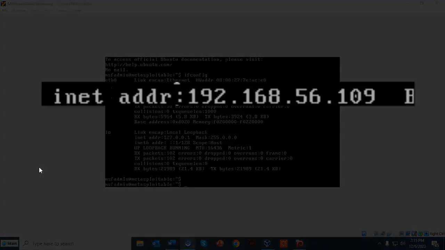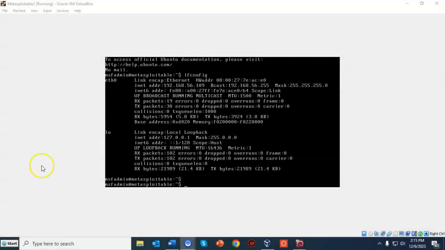In this case, my IP address is 192.168.56.109. This is my IP address. During this demonstration, if you are following along, your IP address may differ.